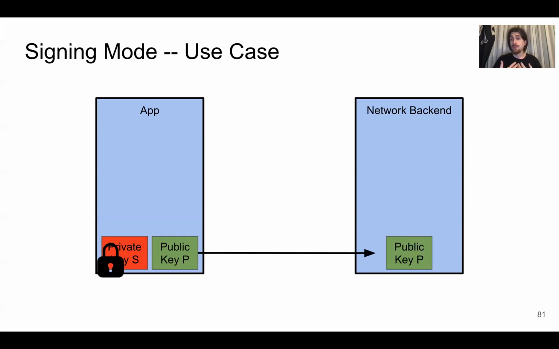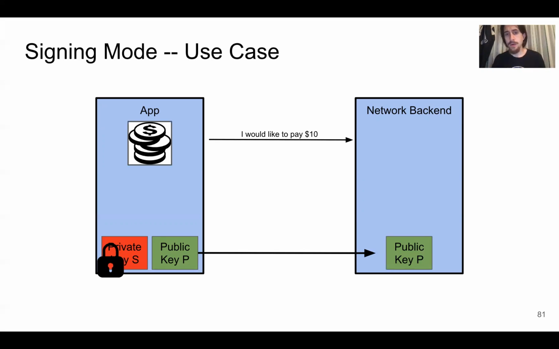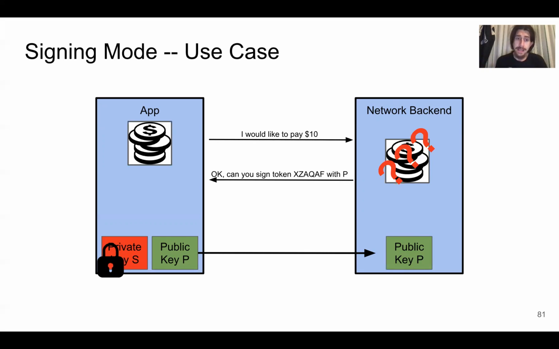Then the idea is that once you create the account, you can send the public key to the network backend. And then at this point, after a while, the user wants to send some money. So you say, okay, let me send some money. And then he says, I would like to pay $10. And then the network backend says, okay, great. But before doing this, I need to know that it's really you, and that it's not just a malware impersonating you, or not just a malware starting these transactions.